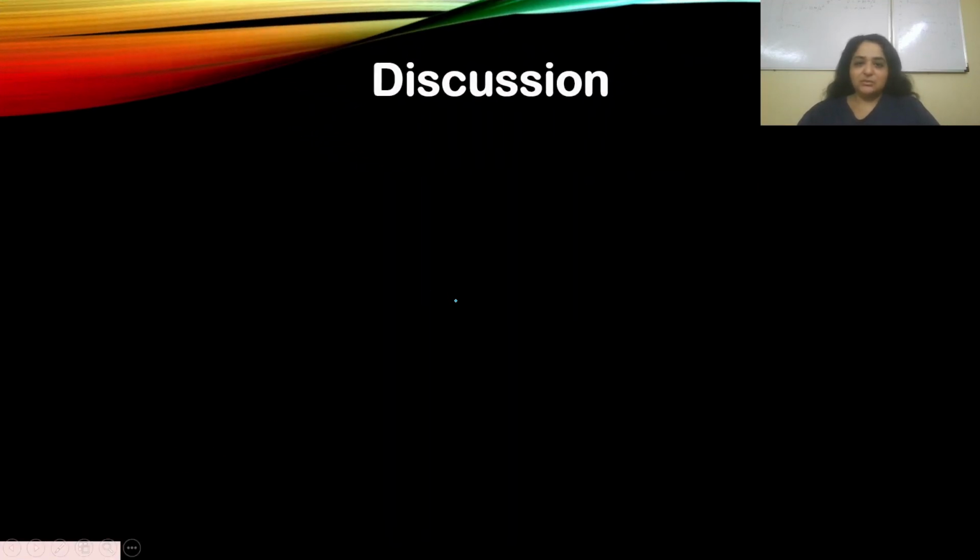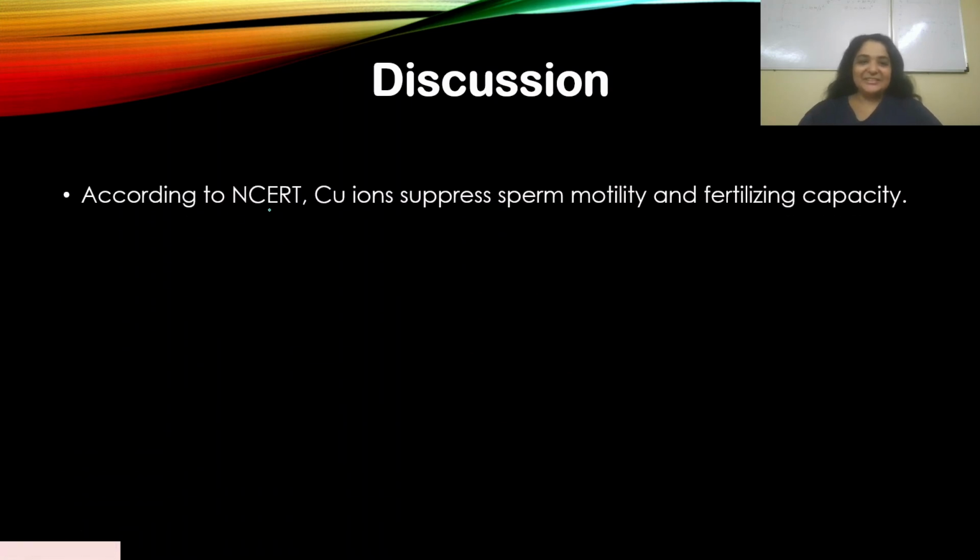I would suggest you follow the text present in NCERT. According to NCERT, obviously there are additional copper ion functions also, but I would suggest you follow NCERT when it comes to NEET. So copper ions suppress sperm motility and fertilizing capacity. Okay, this is a statement taken directly from NCERT. This was pretty direct.